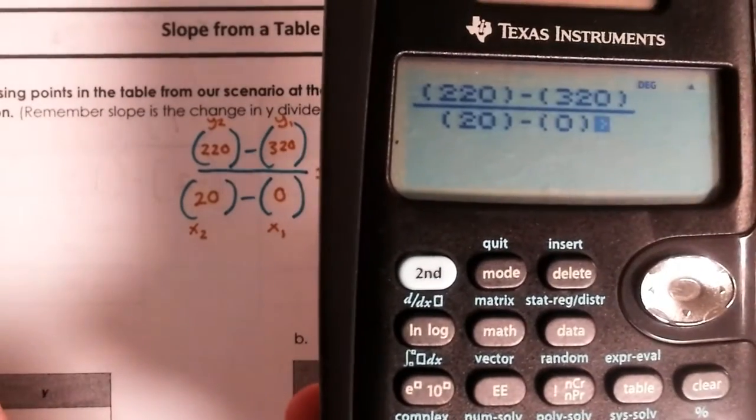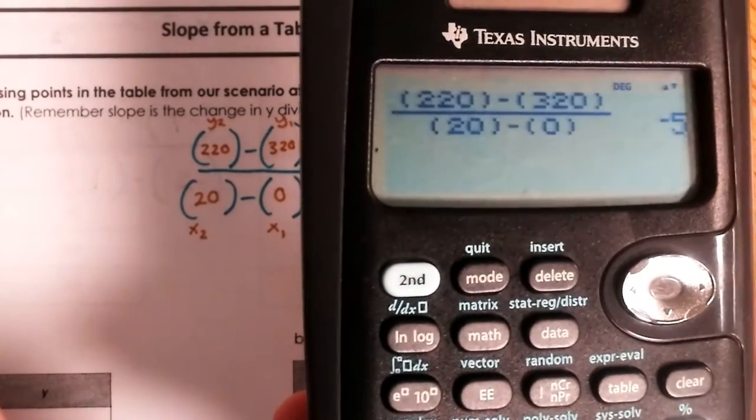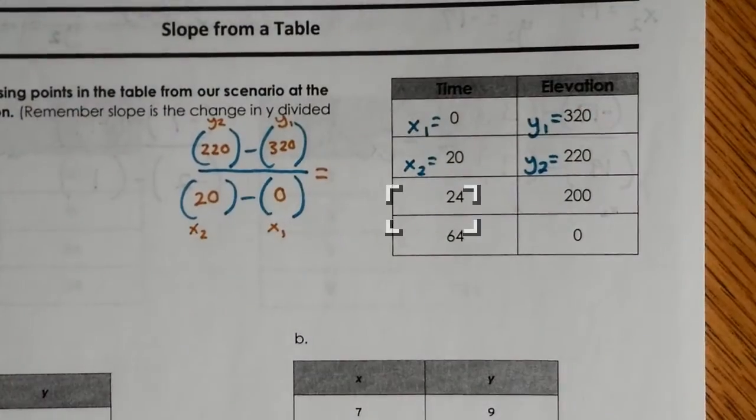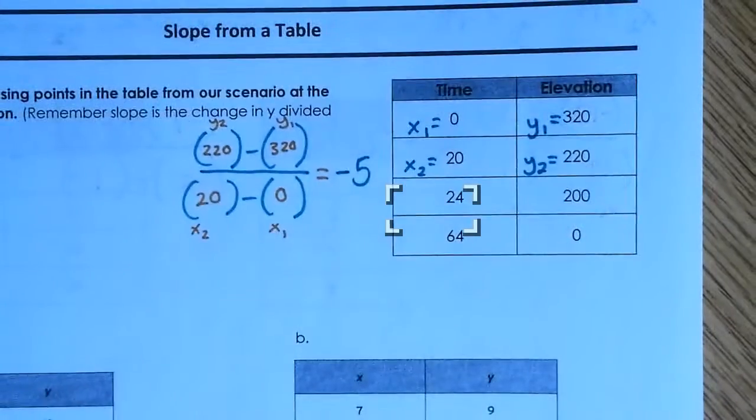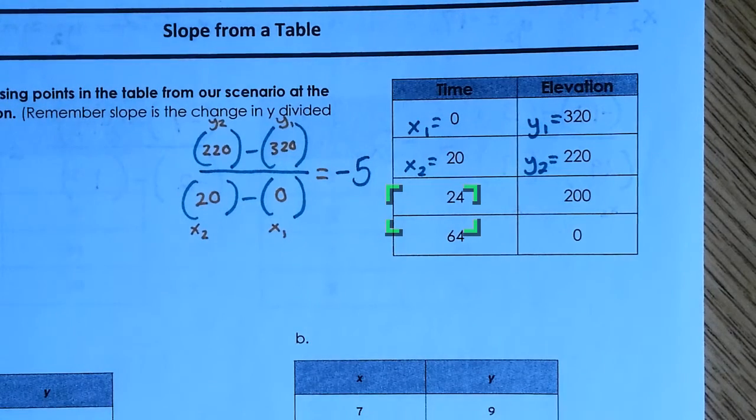And what is the answer? Did y'all get negative 5? So our slope is going to be negative 5. Boom, there it is, negative 5. Excellent. Any questions on that? No? Feel pretty good about it? That's what I like to hear.